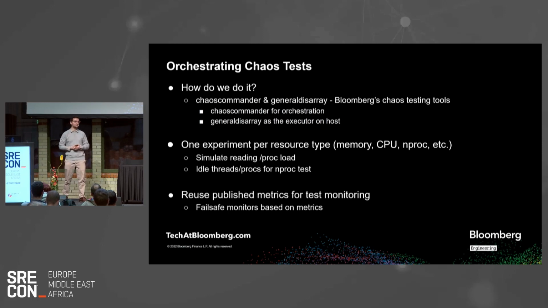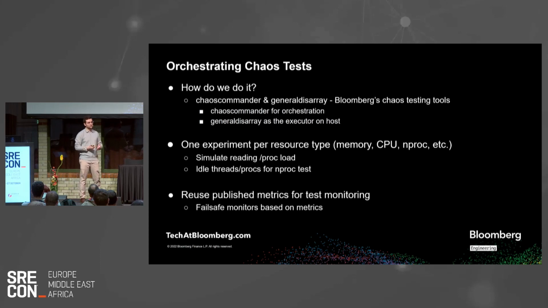In Bloomberg, we have internal chaos testing tools called Chaos Commander and General Disarray. We use Chaos Commander for orchestration, and we use General Disarray as the executor for the tests on each host. And for this particular set of tests, we had one experiment per resource type, so we could isolate all other variables. And one other thing we wanted to add is a simulation of reading /proc. Because we saw this was associated with some of the slowness in our startup and shutdown scripts, we thought this might be valuable to have in the background.